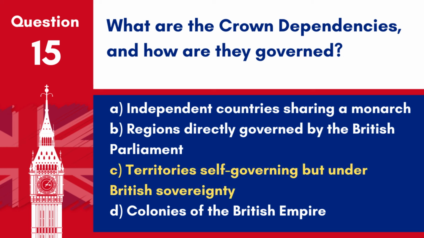Answer: C. Territories self-governing but under British sovereignty. The Crown dependencies are territories that are self-governing but under the sovereignty of the British Crown.